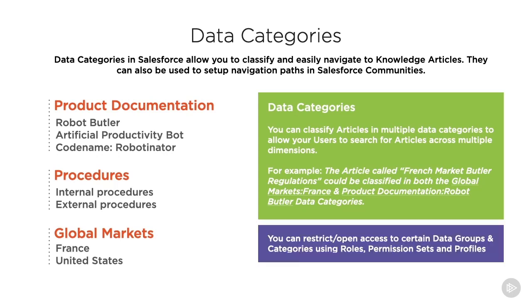Another key feature of data categories is that they're used to restrict or open access to articles. You can assign certain categories to certain roles, permission sets, and profiles, and thus control who can see what in the organization. For example, you may want to hide the articles classified under Global Markets France to employees that are in a United States related role in the role hierarchy.